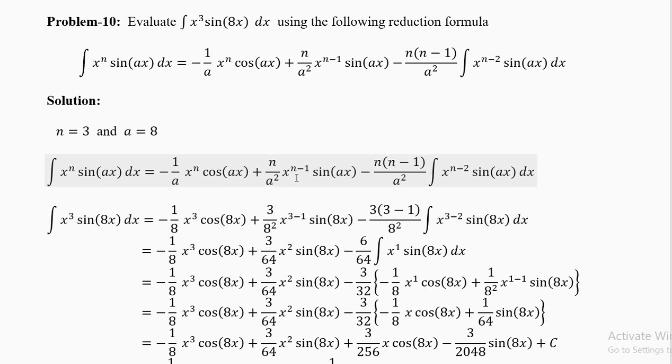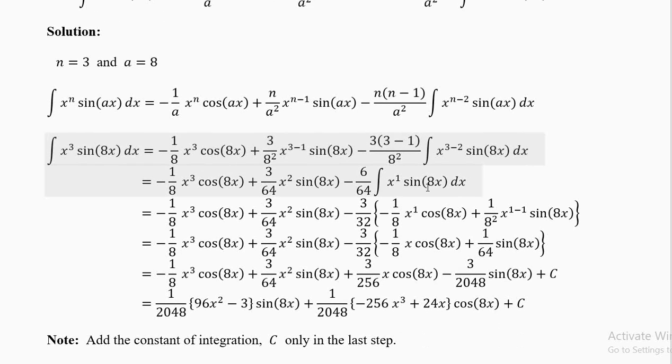X power n minus 1. 3 minus 1 is 2. So you'll get x squared sine 8x. Then the third term is n into n minus 1 over a square. So you have 3 into 3 minus 1 over 8 square, which is 3 into 2, 6 divided by 64, which is 3 over 32. Inside the integral, you have x power n minus 2 sine ax. Now you'll get 3 minus 2 is 1, a equal to 8, so it is x sine 8x.